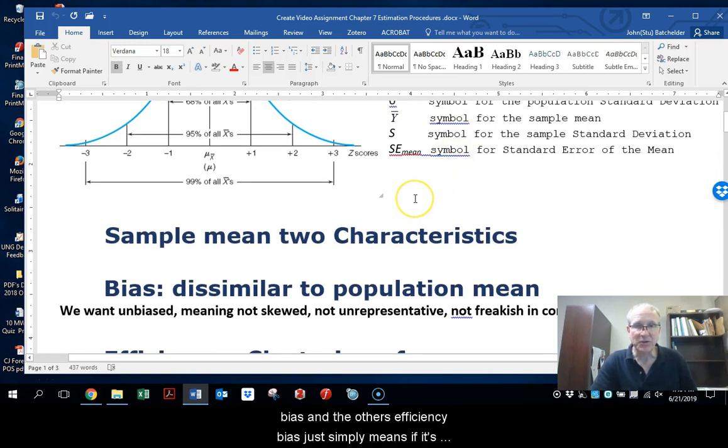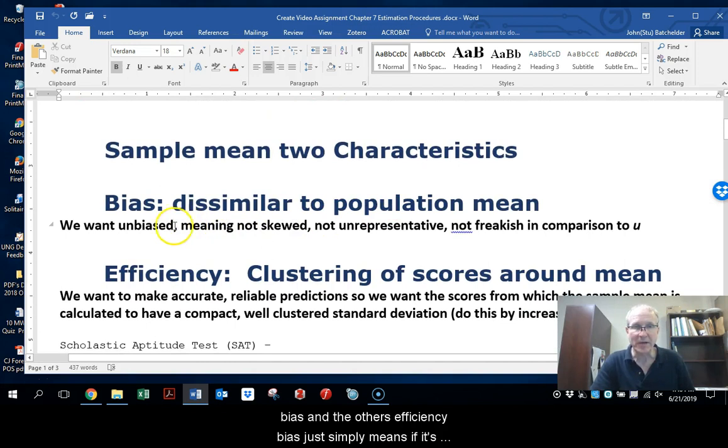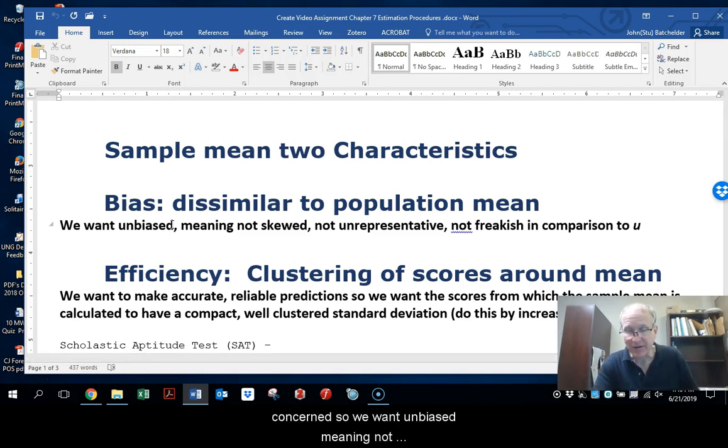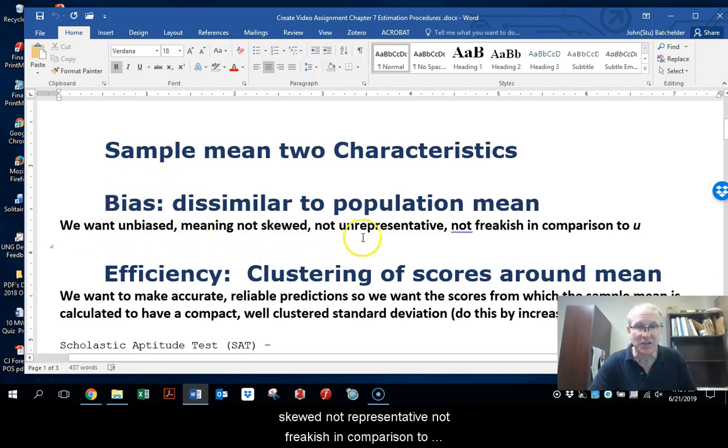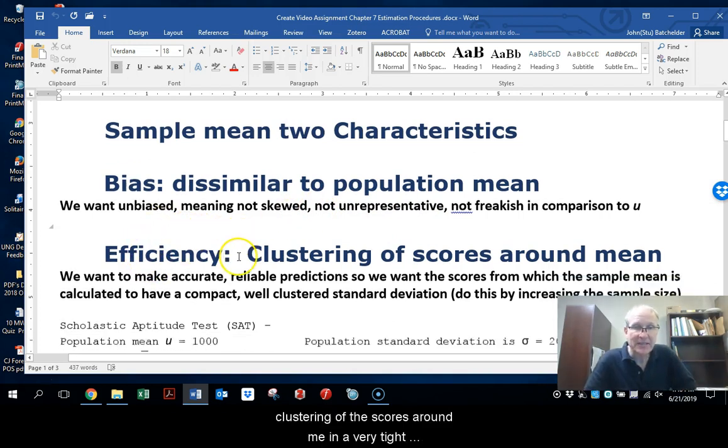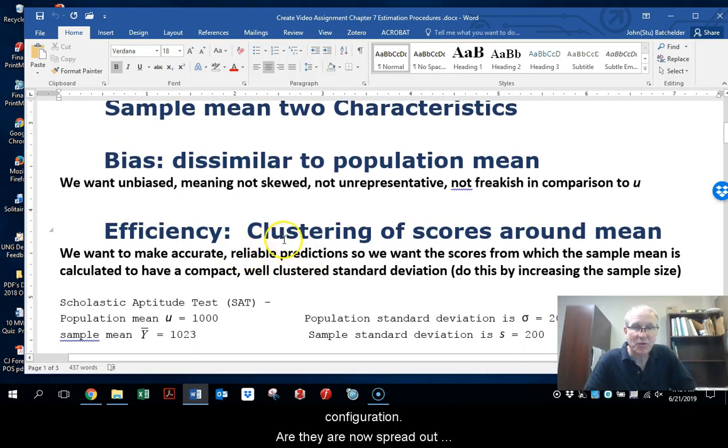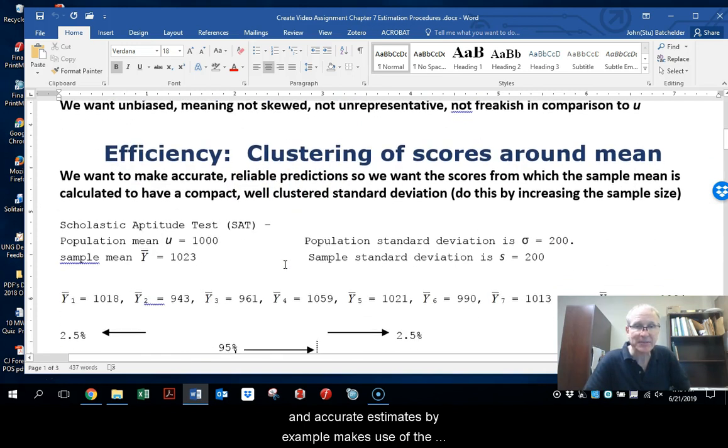The sample mean has 2 characteristics, as you'll remember. One is bias and the other is efficiency. Bias just simply means if it's biased, it's not accurate for the population as far as we're concerned. So we want unbiased, meaning not skewed, not unrepresentative, not freakish in comparison to the population mean. Efficiency means that we are clustering of the scores around the mean in a very tight configuration. Hopefully they aren't all spread out. This gives us the ability to make accurate predictions and accurate estimates.